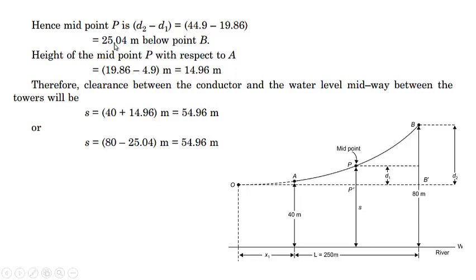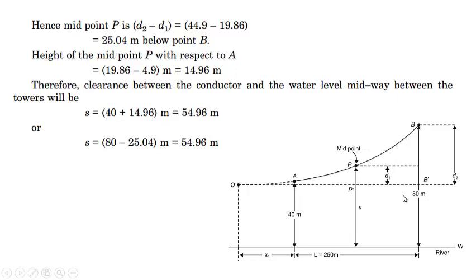So from point B, the vertical distance of point P will be equal to D2 minus D1, that is 25.04 below point B. And the height of the midpoint P with respect to A will be equal to this distance minus this distance, that is 19.86 minus 4.9. Therefore the clearance between the conductor and the water level at the midway between the towers will be this height plus the vertical distance between point P and point A, that is 40 plus 14.96, that is 54.96.